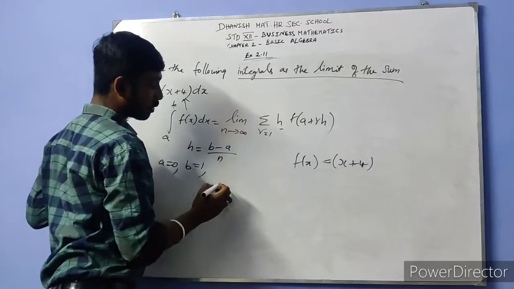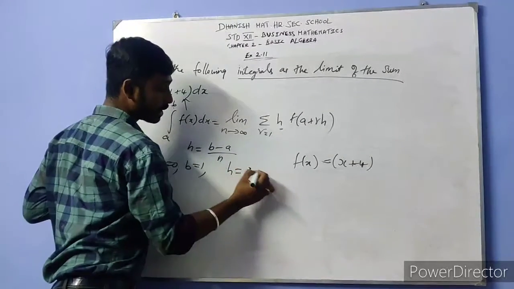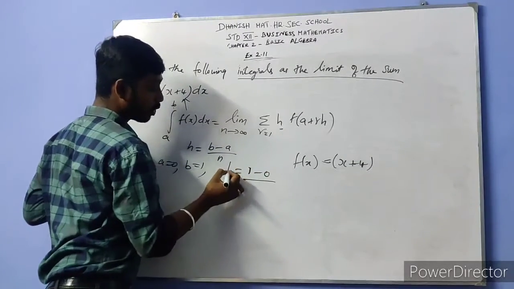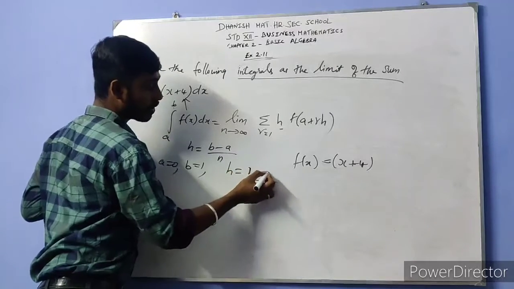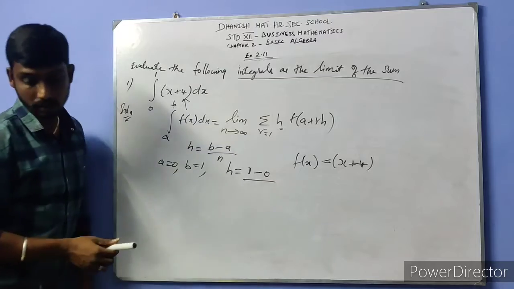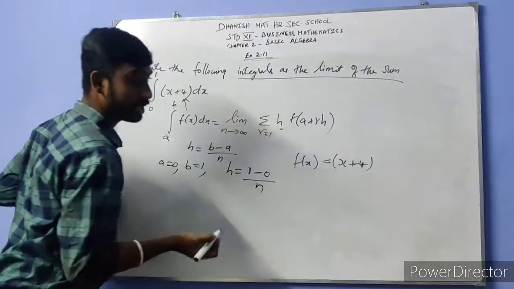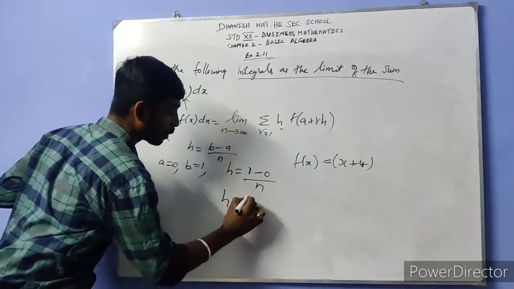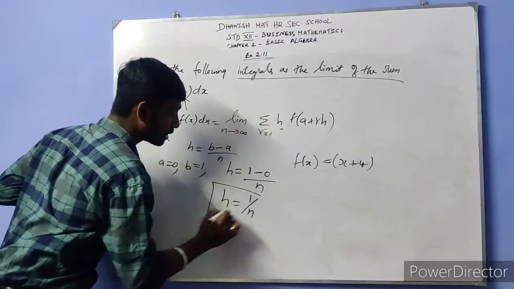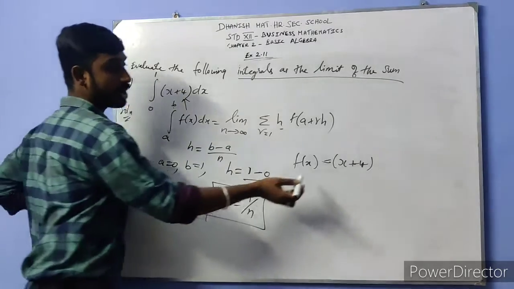So let's find the h value. h is equal to b, which is 1, minus a, which is 0, divided by n. We don't know the n value here; we just have to apply n only. So h is equal to 1 by n. So we have found the a value, b value, h value and f of x.